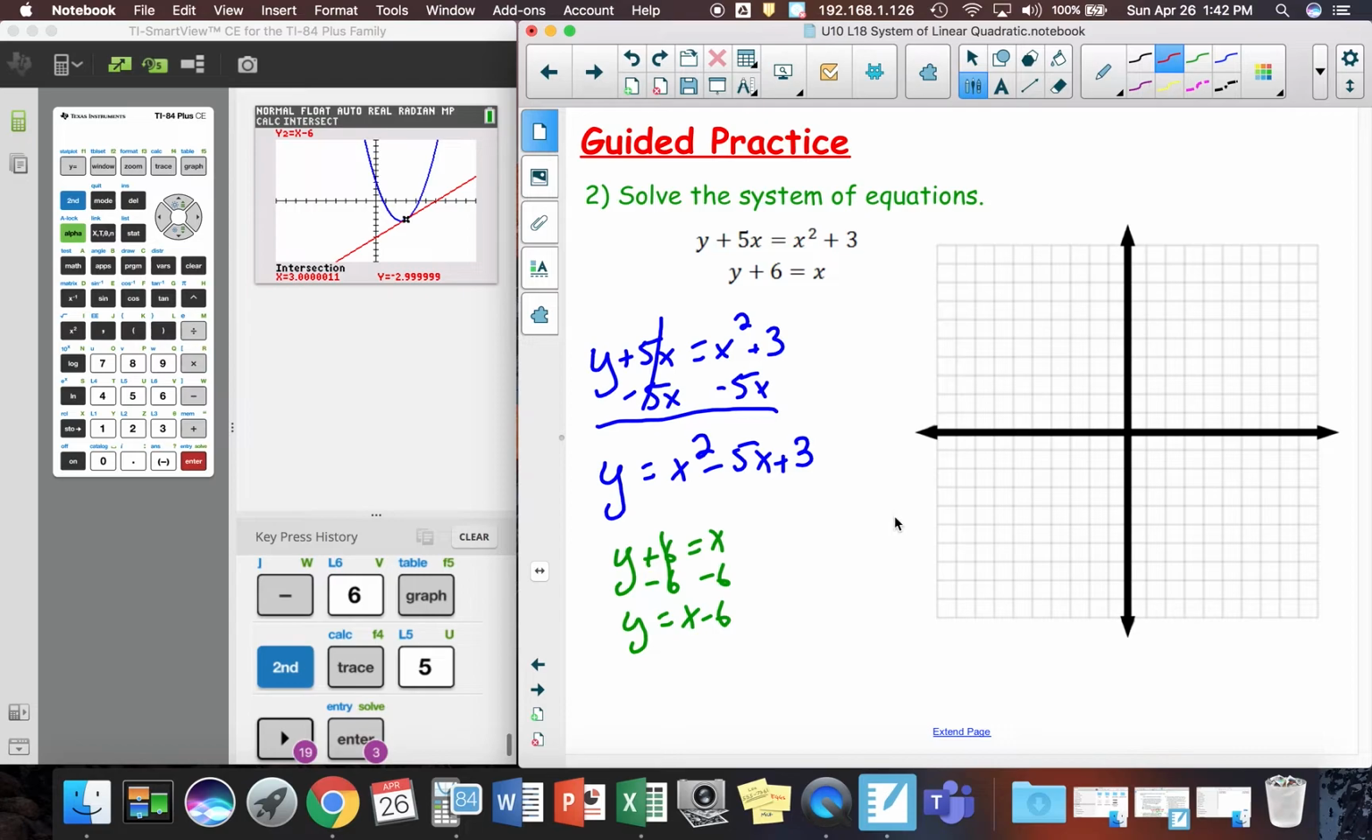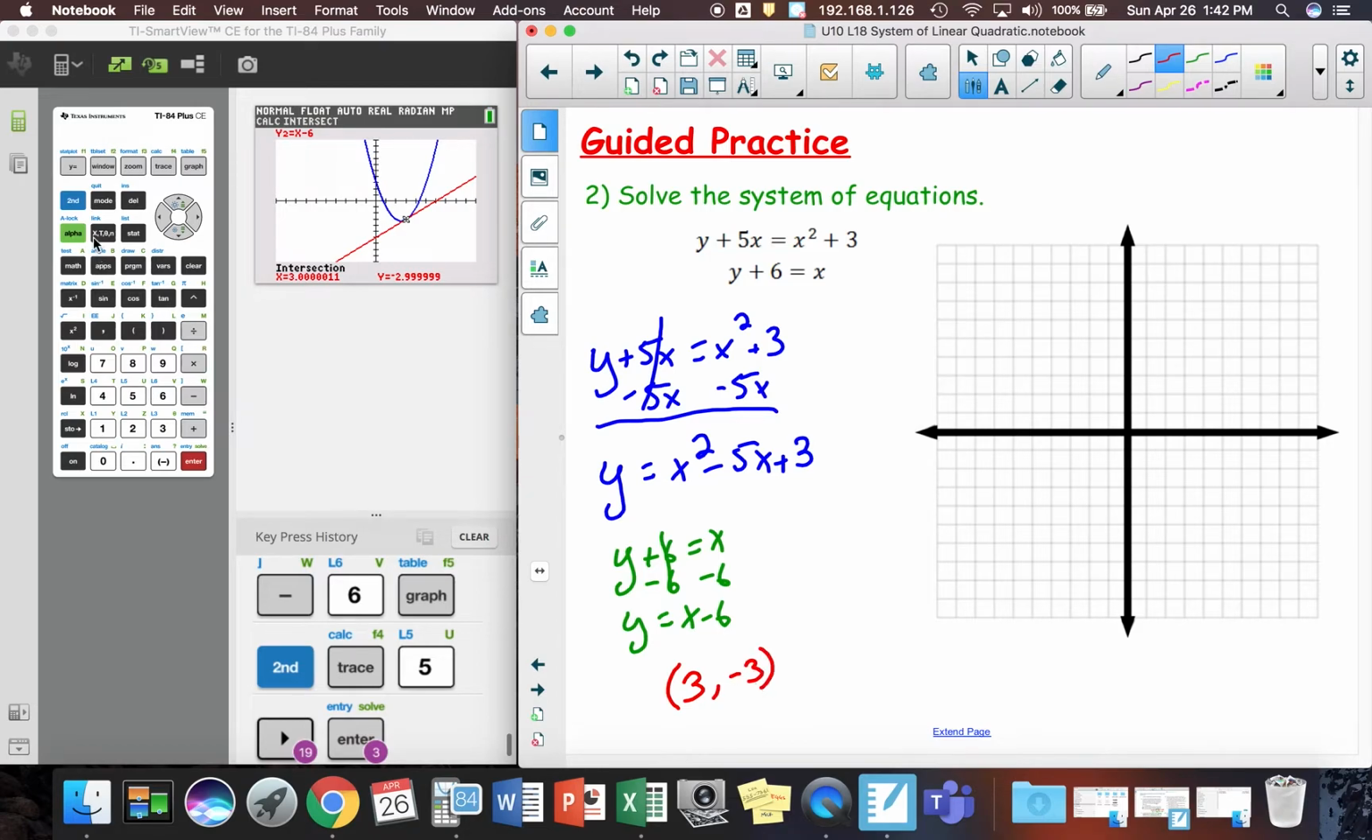So I'm going to write my answer in red. My x value is actually, instead of 3.00000001, it's just 3. And for our y, we have negative 2.99999. That's the same thing as negative 3. And that should be my answer.